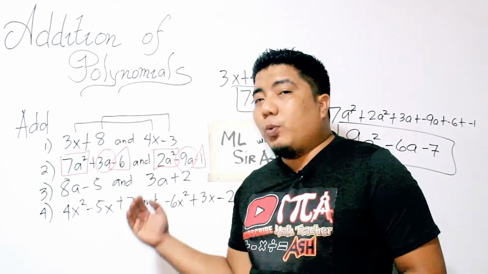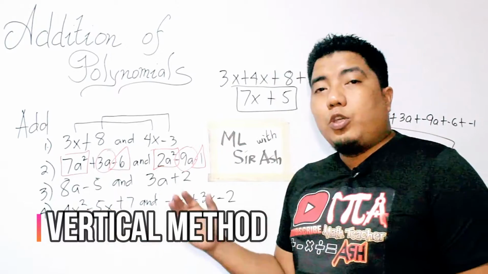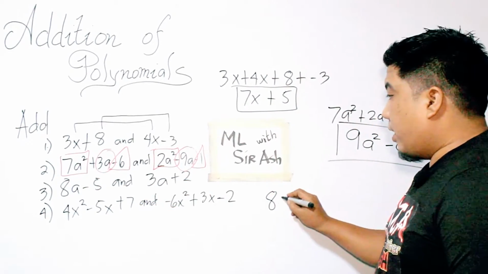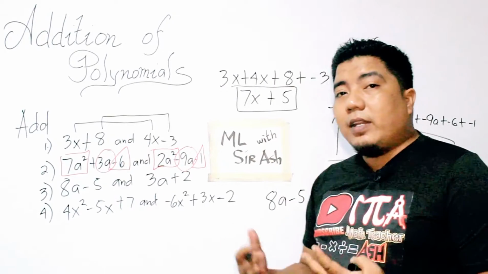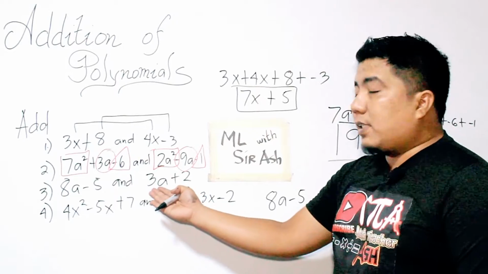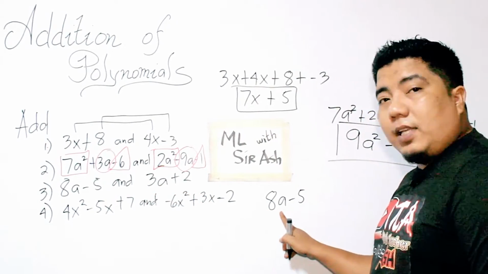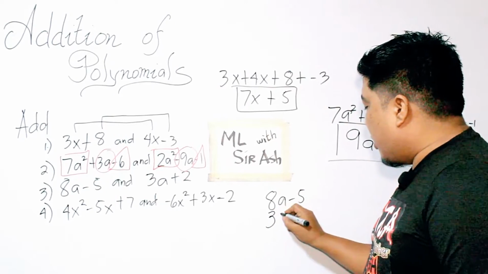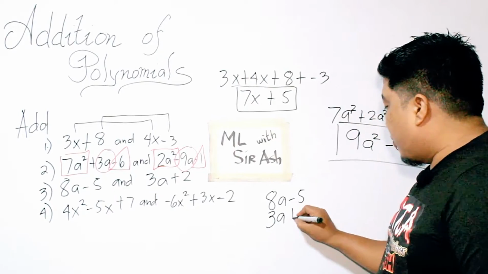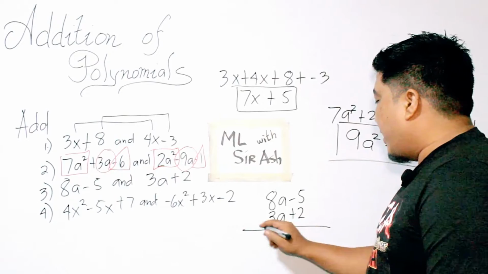Question is, how do we solve them vertically? Okay, if we solve this vertically, you could just write first the first given, that is 8a minus 5. And then, you align it with your second binomial. Since this is 3a, a linear term, where is the linear term here? That is in 8a. So, you put that below this one. And then, we have the positive 2, which is a constant term. So, you put that below the negative 5. Okay. And now, you add them.